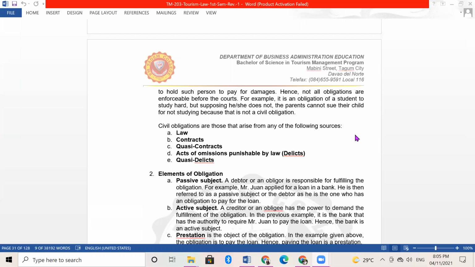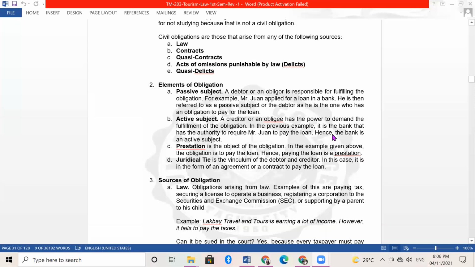So the civil obligations are those that arise from any of the following sources. First is the law, contracts, quasi-contracts, acts or omissions punishable by law or the delicts, and the quasi-delicts. Second is the elements of obligation. Passive subject, a debtor or an obligor, is responsible for fulfilling the obligation. For example, Mr. Juan applied for a loan in a bank. He is then referred to as a passive subject or the debtor, as he is the one who has an obligation to pay for the loan.